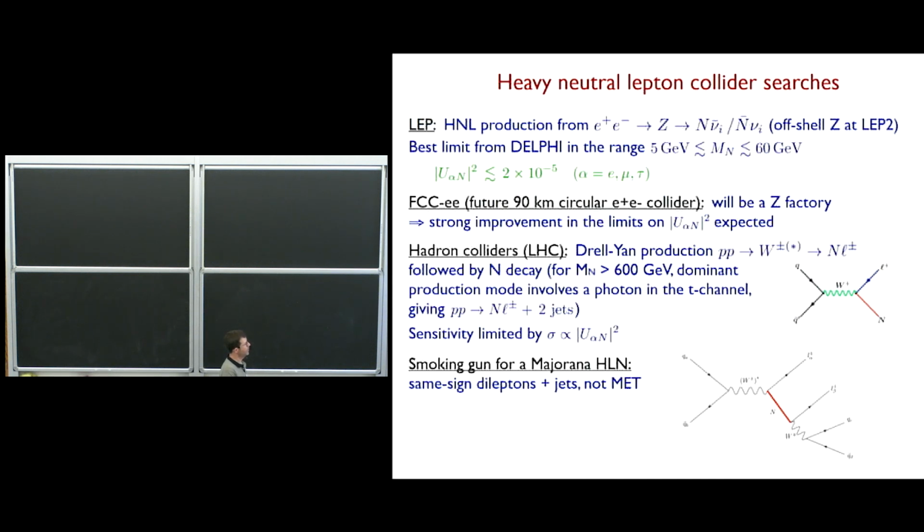Now, this is a future experiment, so I'm talking about it before the LHC because it's again an e+e- collider. FCC-ee is a future circular collider with a circumference of 90 kilometers. And in practice, it will be a Z factory. It will produce a very large number of Z bosons, and that will allow us to strongly improve the limits on the active-sterile mixing angles.